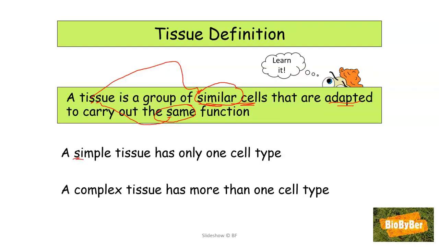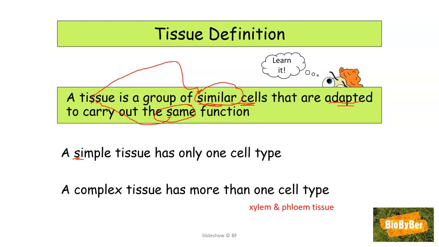A simple tissue has only one type of cell, whereas a complex tissue has more than one type of cell. Xylem, phloem and blood are complex tissues as they consist of more than one type of cell.